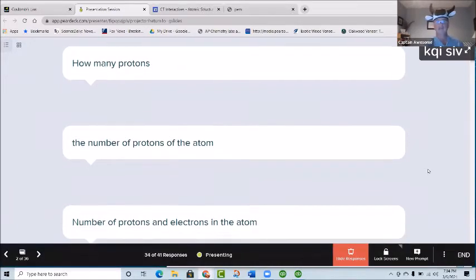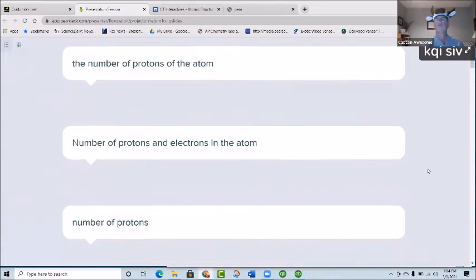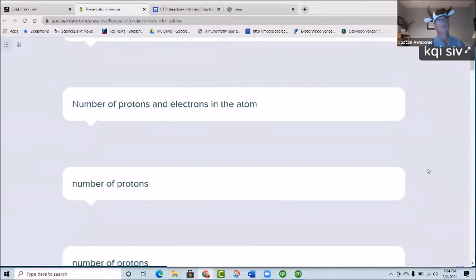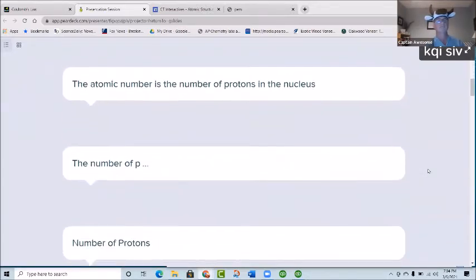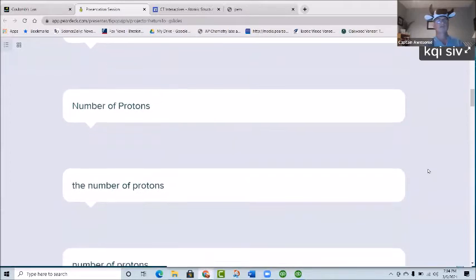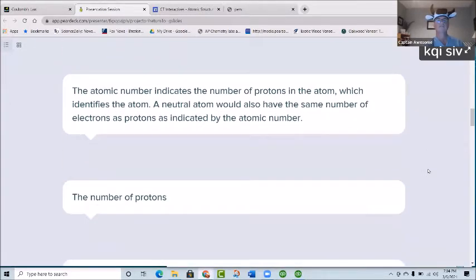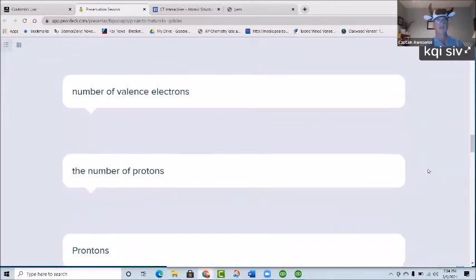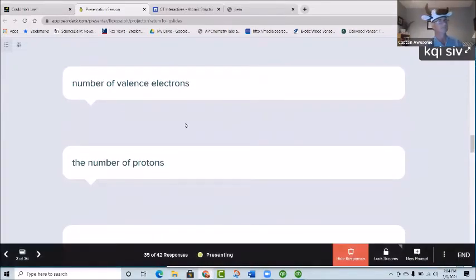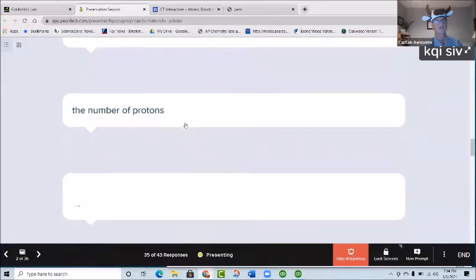How many protons, and electrons in the neutral atom? If you'd put neutral, I'd be okay with that. Because remember, things can be ions, so it's kind of hard sometimes to say how many electrons, but that's a good answer. Protons. Look at those, those are great answers. Number of valence electrons. All right, that right there is not okay.